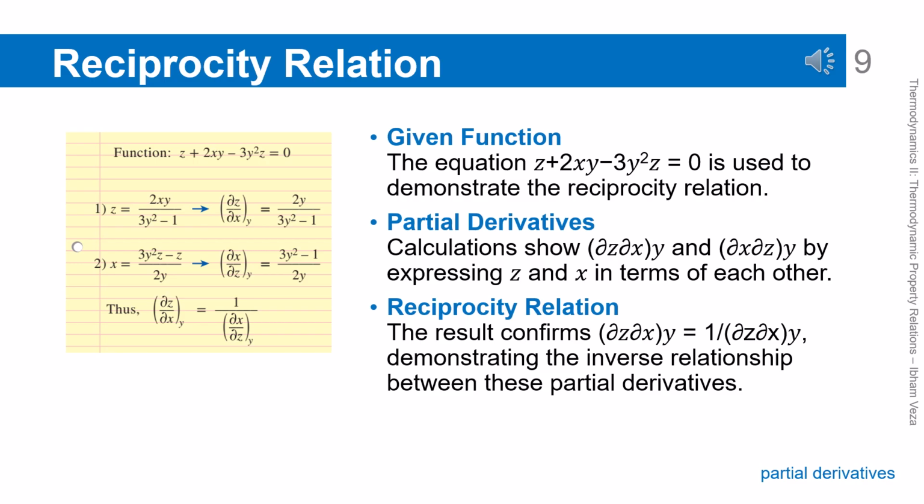The reciprocity relation shows that partial derivatives of two variables with respect to each other are inversely related. Mathematically, dz over dx at y multiplied by dx over dz at y equals 1. An implicit function example is used to prove this relationship. This concept is very important in manipulating thermodynamic equations. Many property equation transformations depend on this relation.